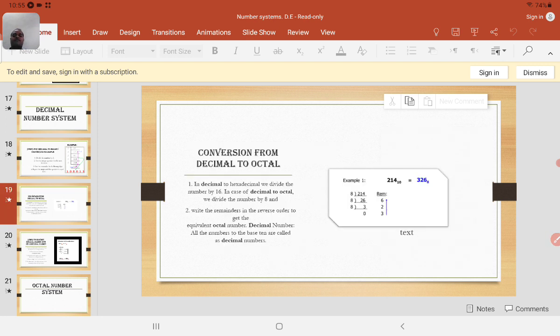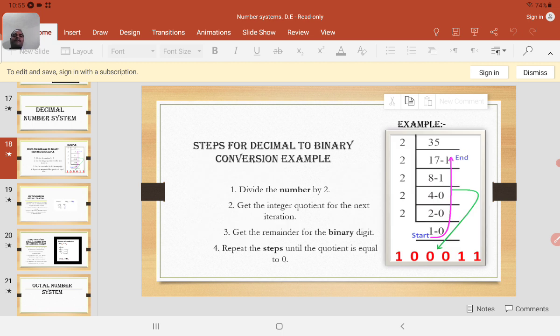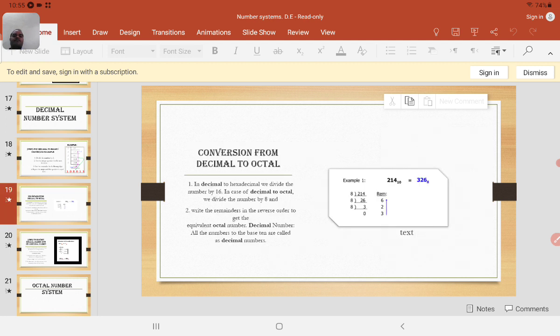So next we are converting the given decimal number into the octal number system. In this case, same as the previous one, we convert the decimal number with successive division, but here we divide by 8. For example, 214 is given. So 214 is divided by 8. 8 twos are 16 and 8 sixes are 48. So when we divide 214, we get a quotient of 26 and the remainder is 6.